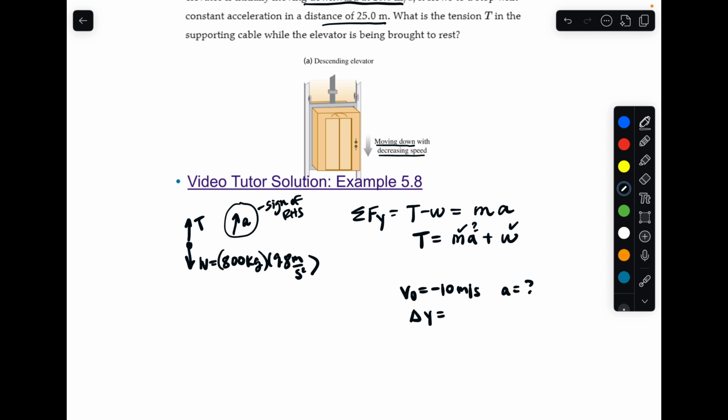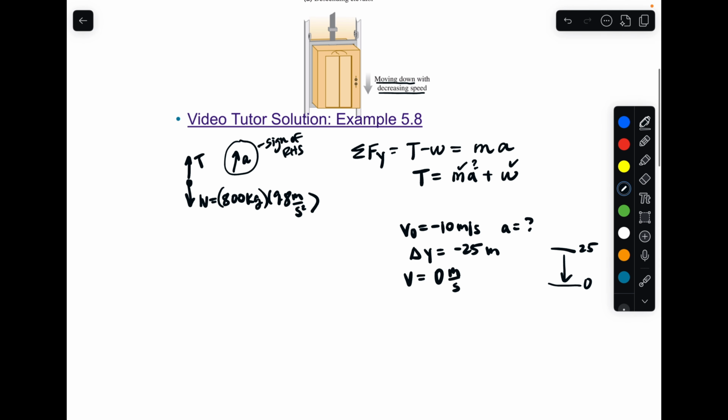Distance that we decelerate is 25 meters. So that means we are starting from 25 and going to 0. And so our delta y in this case is going to be negative, because it's final minus initial, 0 minus 25. Our final velocity when we reach 0 meters is going to be 0 meters per second, right? We want to be completely stopped by the time we hit the bottom of the shaft.